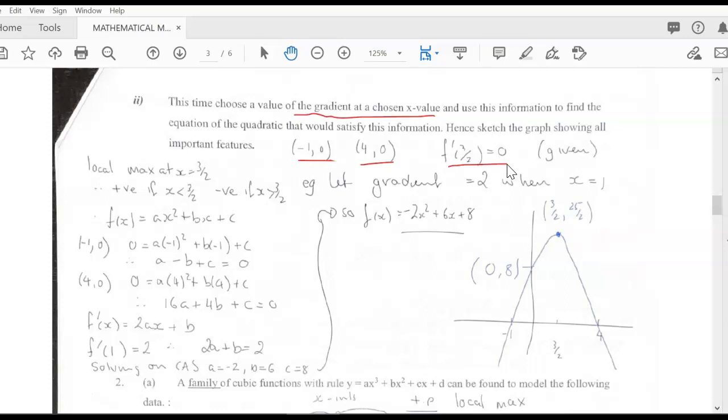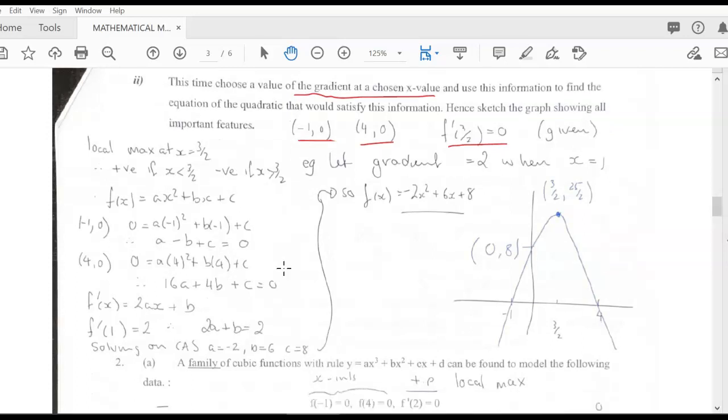What else have they chosen? Okay, so local maximum. All right, so we've substituted in the 2 points. So we've got 2 equations when substituting in -1, 0 and 4, 0. So there's equation 1 and equation 2. And then our third equation, we can find the derivative.